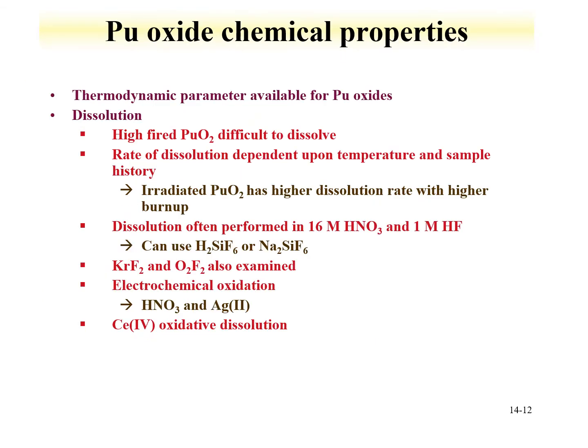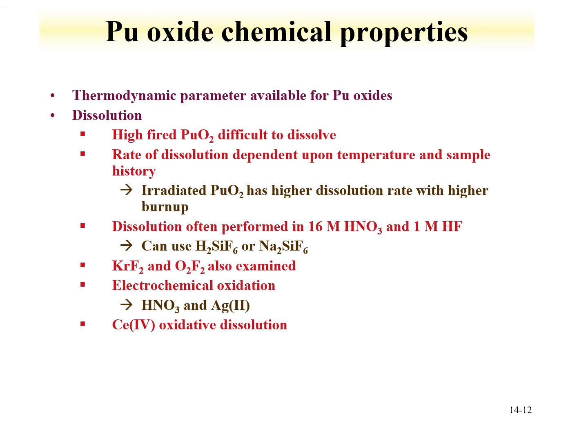An overview of the chemical properties of plutonium oxides is listed here. The thermodynamic data for the plutonium oxide system is available in the Chemical Thermodynamics of Plutonium. And for the nuclear fuel cycle, an important consideration is dissolution. Any high-fired plutonium dioxide is difficult to dissolve. This has an implication on MOX fuel, where MOX fuel, after it's been burned a number of times and recycled, you have a difficulty dissolving it.